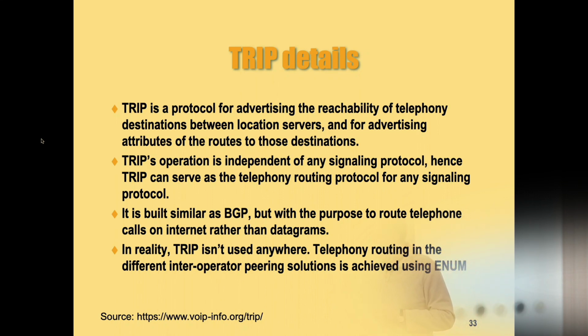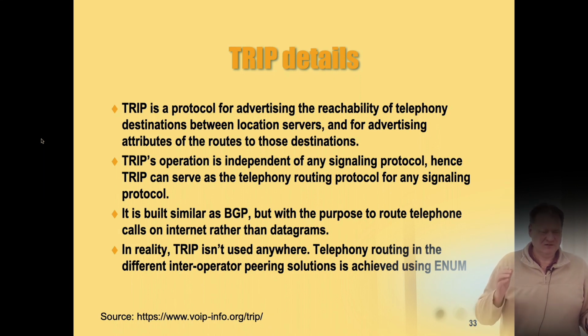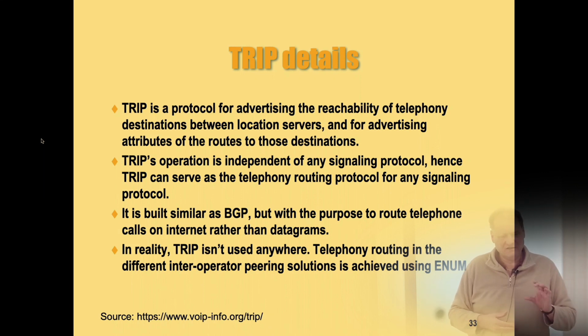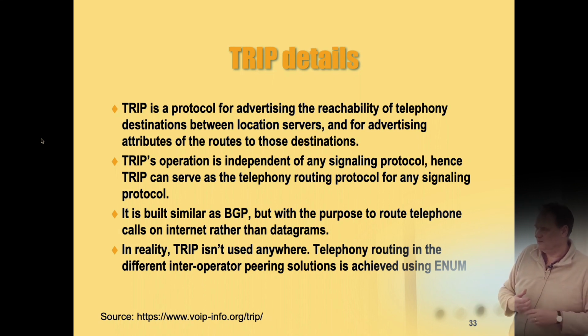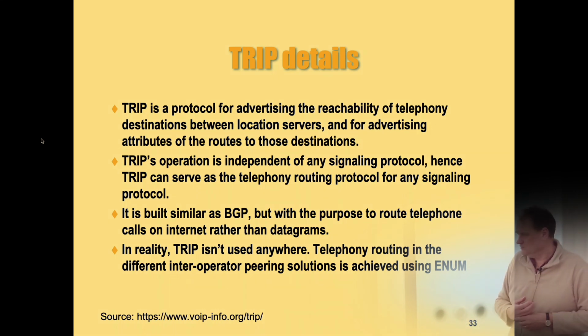And as you see, it was built similar to BGP, the Border Gateway Protocol that we have on the internet for routing of data, with autonomous systems, where we just need to move around the autonomous system, and then the details of routing are handled within each autonomous system. In reality, TRIP never really got used very much, and today it's obsolete.